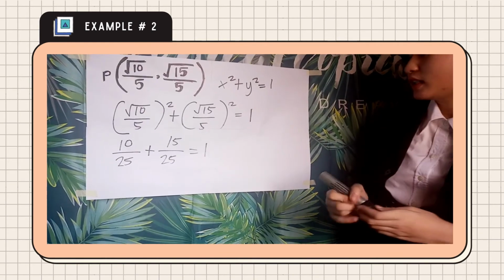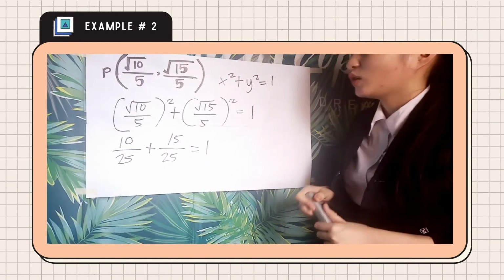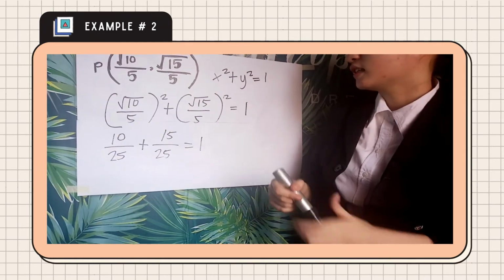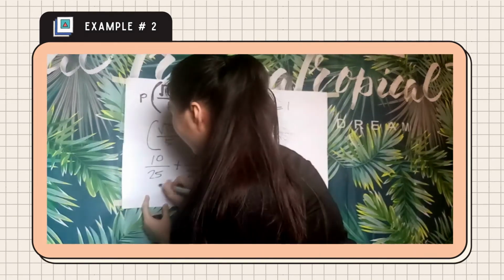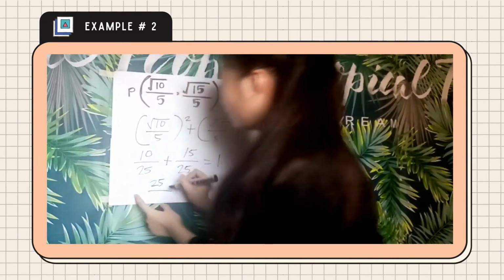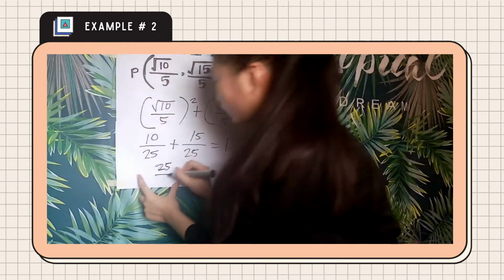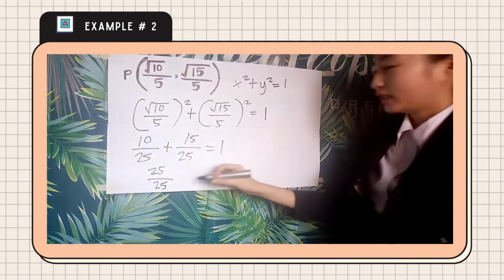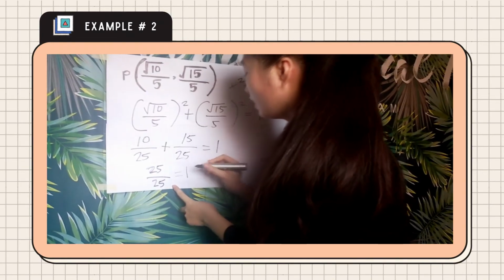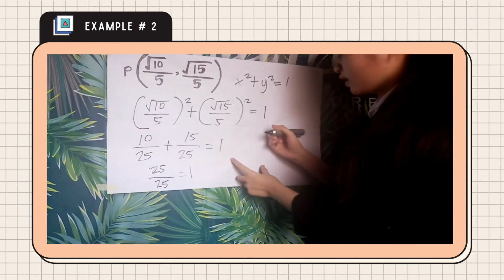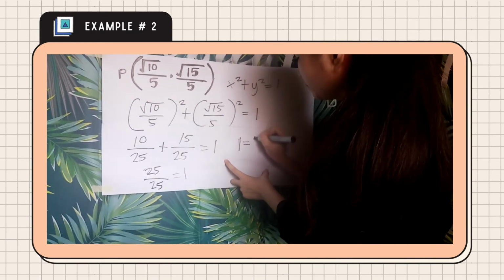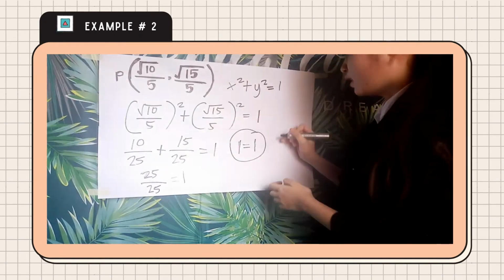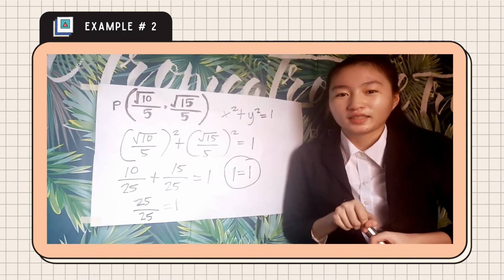The third step is to add these values, and since we have the same denominator, we can add the numerators immediately. So 10 plus 15 is 25, and copy the denominator 25. And this value 25 over 25 is equal to 1. And since it equals 1, then the point is on the unit circle.